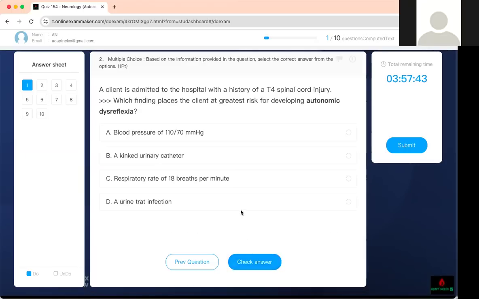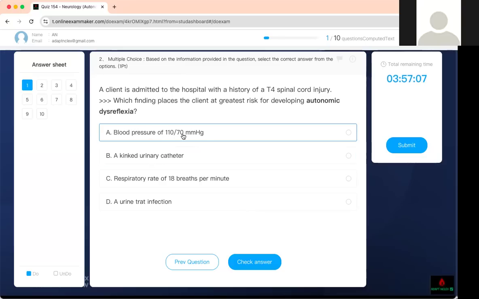It's a trap. Which finding places the client at greatest risk of developing autonomic dysreflexia? The client is admitted to the hospital with a history of T4 spinal cord injury. Same thing. What are the triggers? Excessive stimulation, which can come from your bladder, your rectum, or your skin. Those are key. And then extreme temperature. Four things you should not forget: extreme temperature, stimulation from your skin, your bladder, and your bowel impaction or hypertension, right?